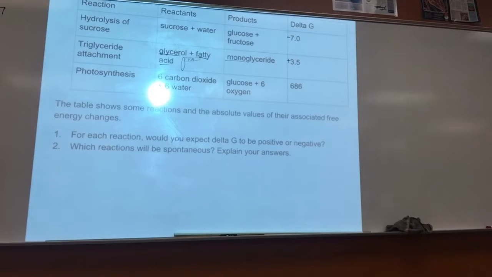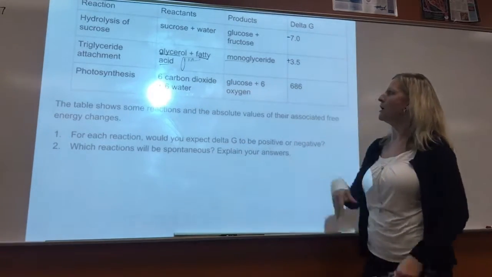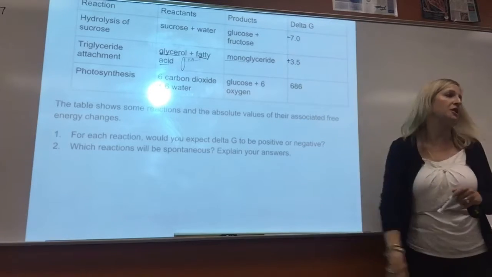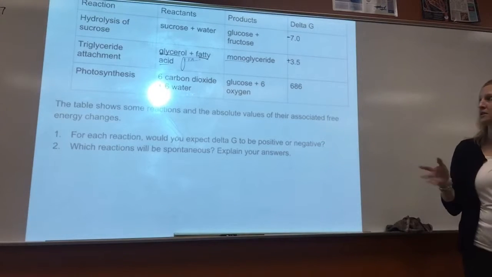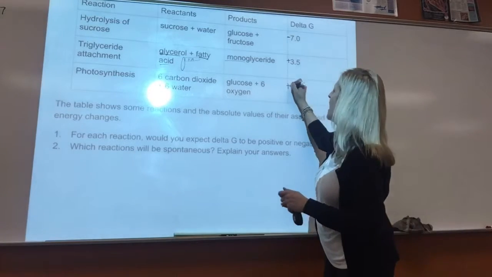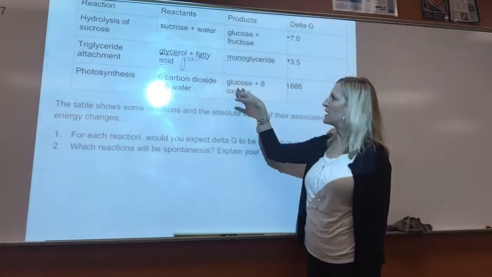And then photosynthesis. We talked about photosynthesis yesterday. Carbon dioxide and water formed glucose and oxygen, and we have a big number here, 686, compared to these other ones. Really big number. Positive or negative there? Erica, what do you think? Positive. Yeah, this is a positive. Absolutely. Energy is required to make your glucose molecule.